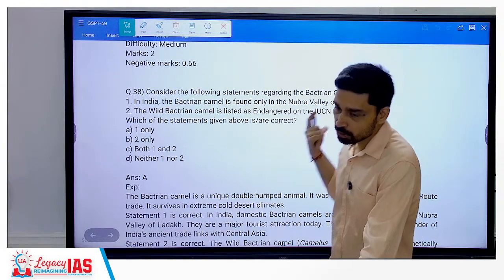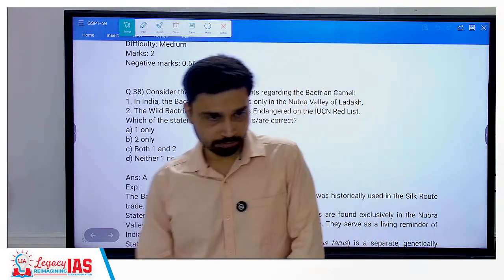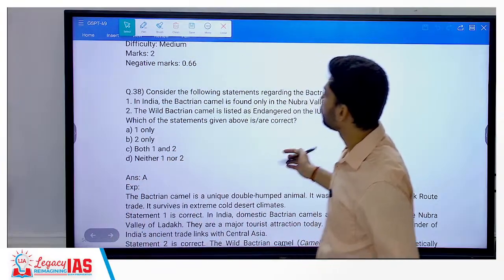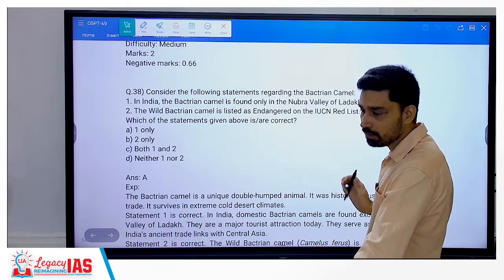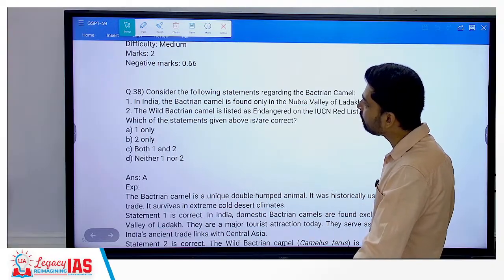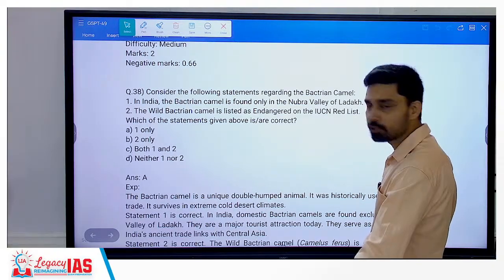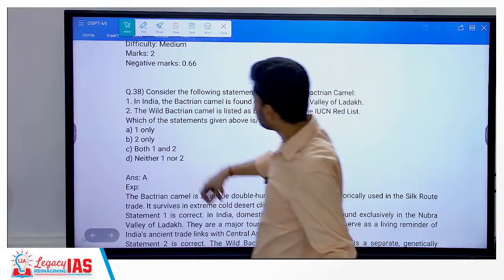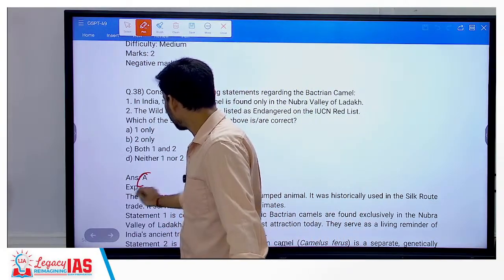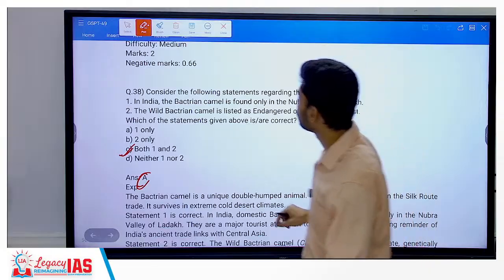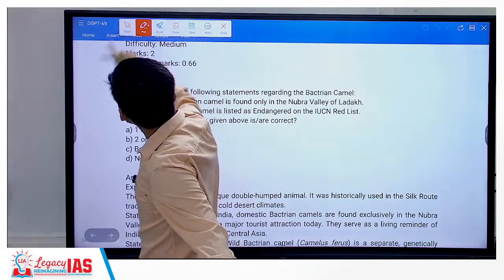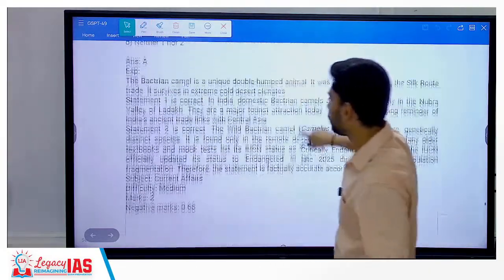Bactrian camel, because it was in this Republic Day parade. First time it was brought in. So the Bactrian camel is found only in which region of India? Nubra Valley, exclusively found in the Nubra Valley region. Wild Bactrian camel is listed as endangered. That is also correct. Okay, here I think I have many mistakes. Correct answer would be C, both 1 and 2. So wild Bactrian camel is endangered.